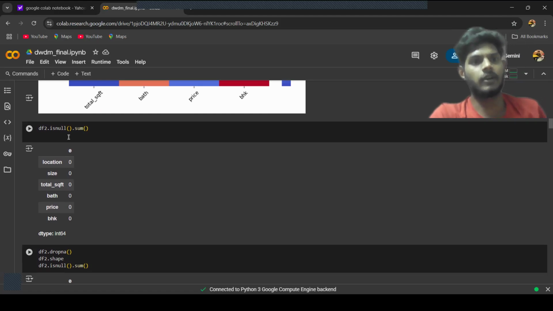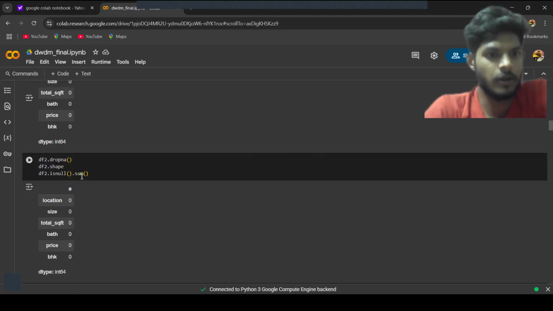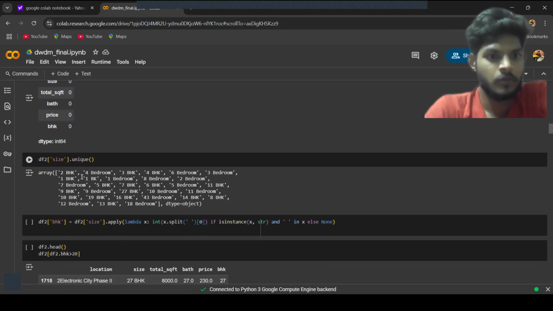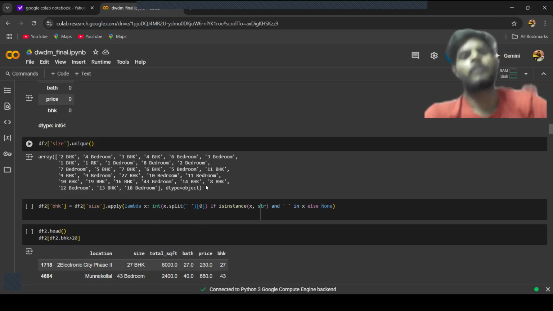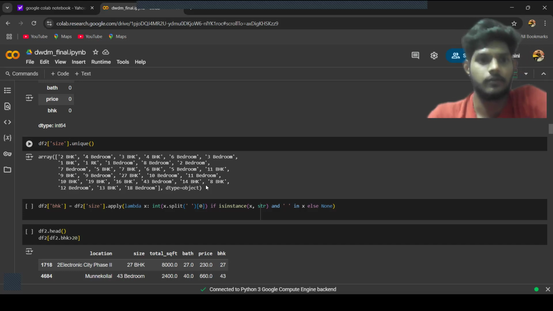Here we are checking the null values in data frame 2, how many null values there are, and here we are dropping them. Here we are looking at the size column in data frame 2 to see how many different classes there are, that means 2 BHK, 4 BHK, 4 bathroom, all this.